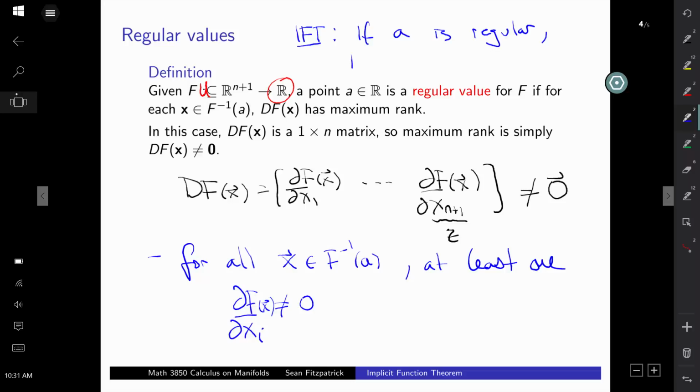If a is regular, then this level set is locally a graph, right? It might not be globally a graph. You might not be able to describe the entire set as the graph of a single function, but near every point on that surface you can define a function that realizes that surface as a graph in a neighborhood of that point, right? So think about the sphere. You can't write the sphere globally as a graph, but any piece of the sphere can be expressed as a graph. All right? This is what the implicit function theorem is telling you.